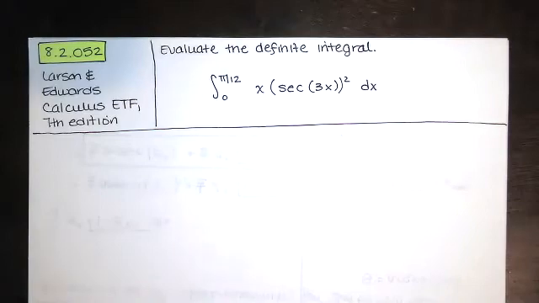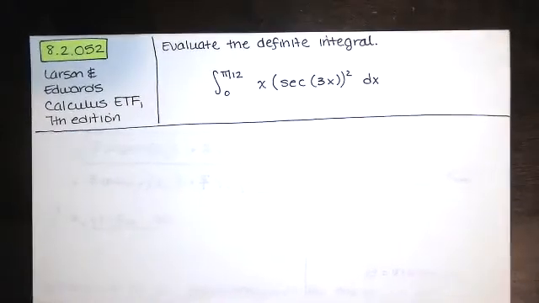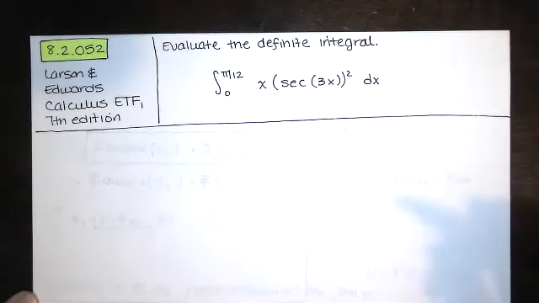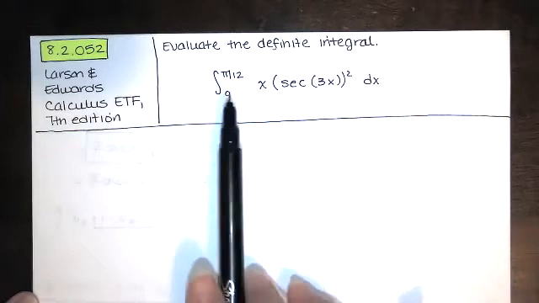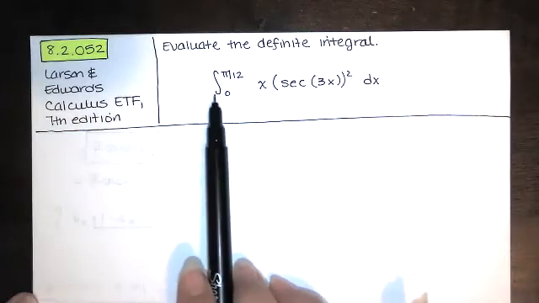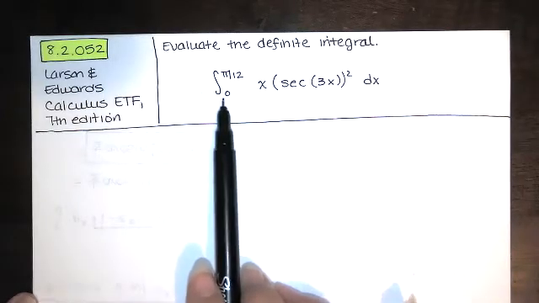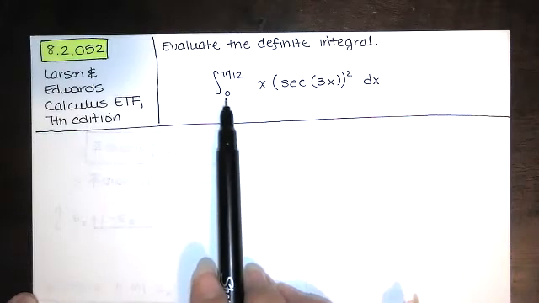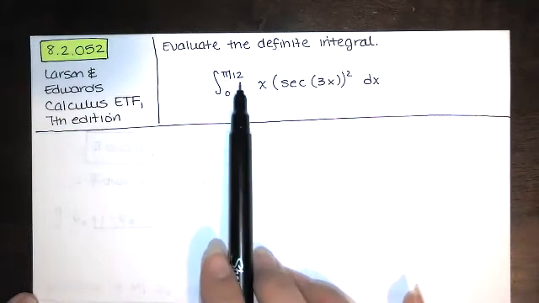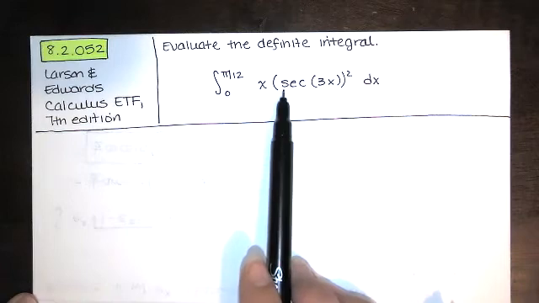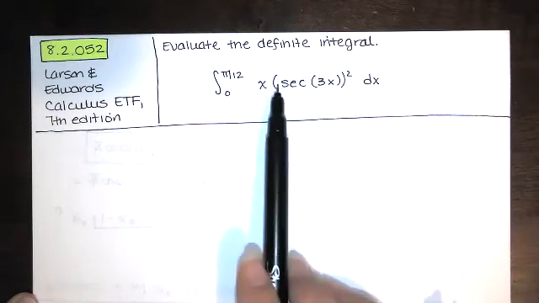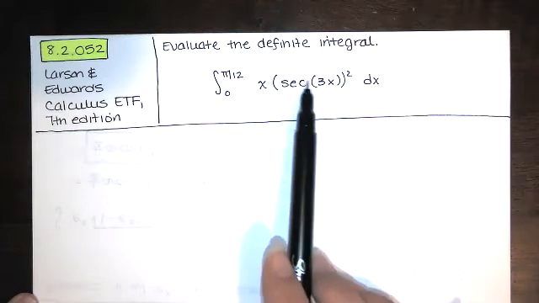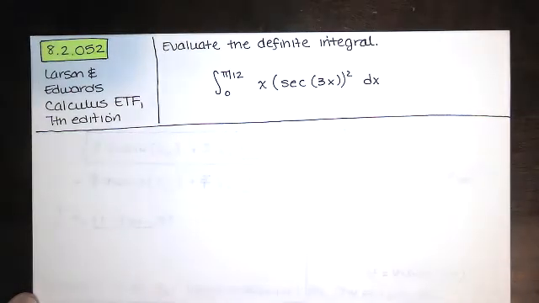If we're doing an application problem, generally we want to round in that case because we don't make measurements in square roots of 3, for example. But this time we're just doing a math problem, so we want an exact answer. We're asked to evaluate the integral from 0 to pi over 12 of x times the secant of 3x quantity squared, or if you want, you could call that the secant squared of 3x, same thing.